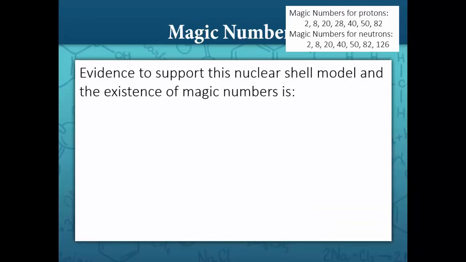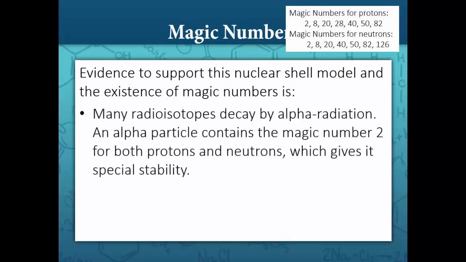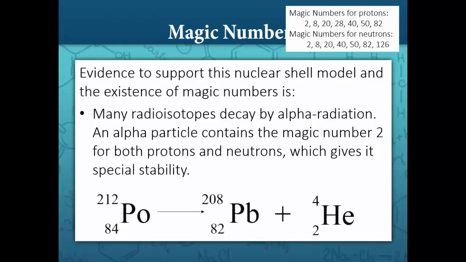One piece of evidence to support this nuclear shell model and the existence of magic numbers is that many radioisotopes decay by alpha radiation. An alpha particle contains a magic number, 2, for both protons and neutrons, which gives it special stability. In this example, we have the alpha decay of polonium-212. Notice how when polonium-212 undergoes alpha decay, it becomes lead-208. Lead-208 contains a magic number of protons, 82, and a magic number of neutrons.